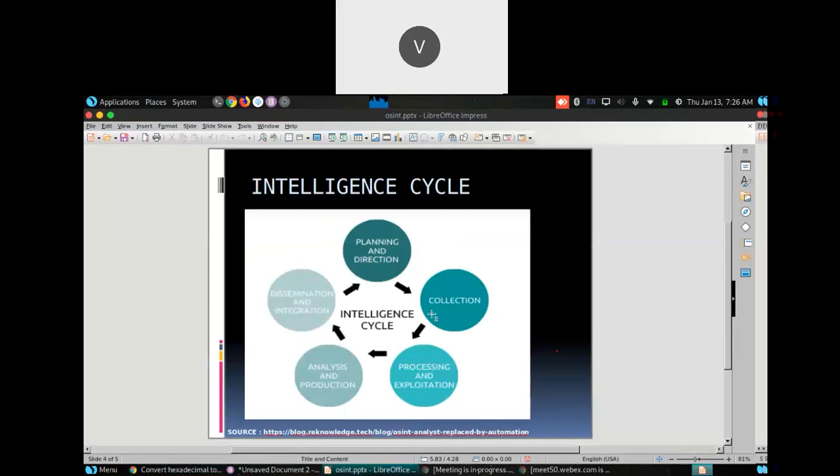Collection means when we are collecting the data. In this course we are focusing on the collection part. Processing means when we have gathered the information, then we are processing and exploiting it. After that, we are analyzing it. Then we make a report and give it to a company, which comes under dissemination and integration. And again, we are planning and direction. So these are the steps of the intelligence cycle.